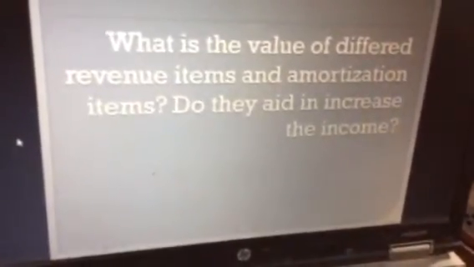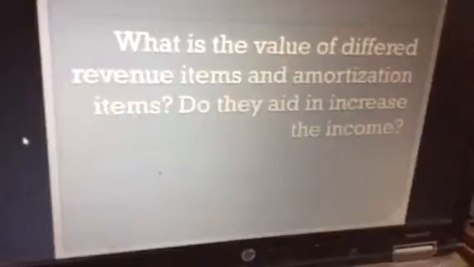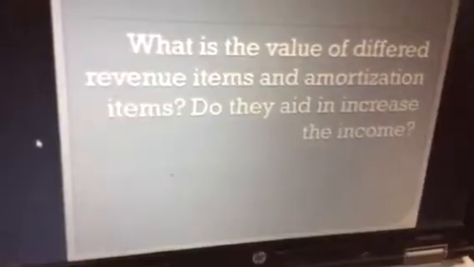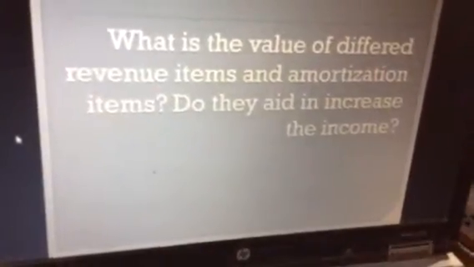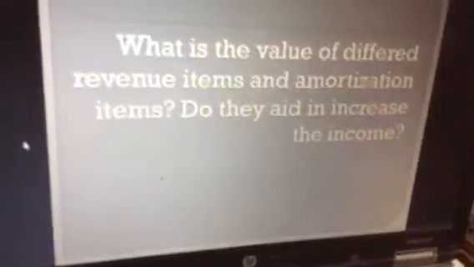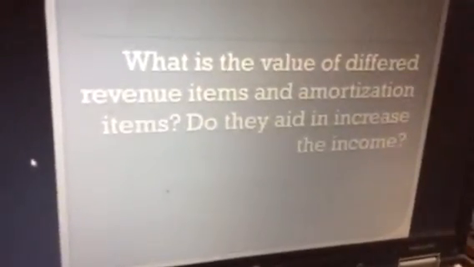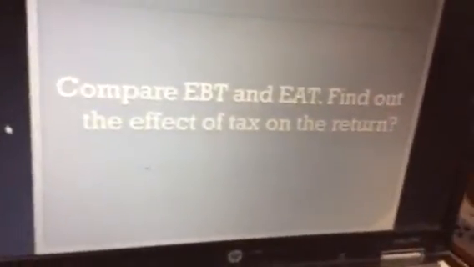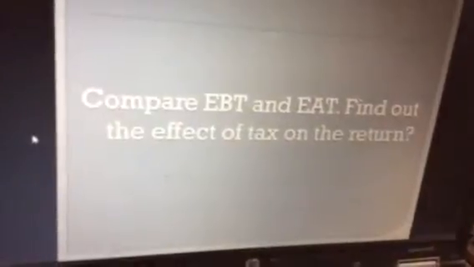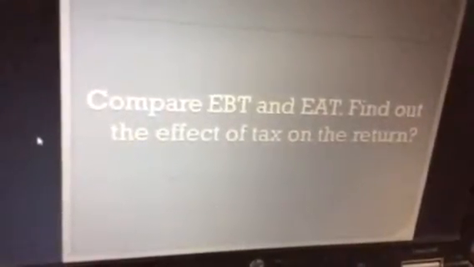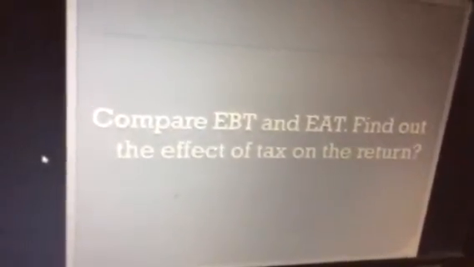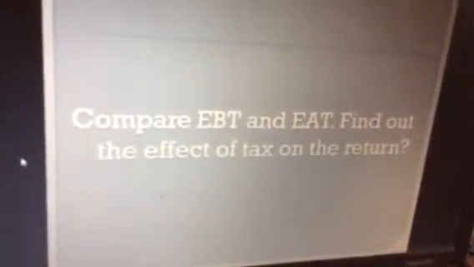And what is the value of deferred revenue items and amortization items? Do they aid in the increase in the income? The value of the deferred revenue items and amortization items are the cash retained within the business when the actual liability has already been adjusted. So that will aid to increase the income. Compare EBT and EAT. Find out the effect of tax on returns. Many companies don't plan their taxes properly and most of their income is lost in taxes. So tax planning is the biggest method of getting more revenue for the shareholders.